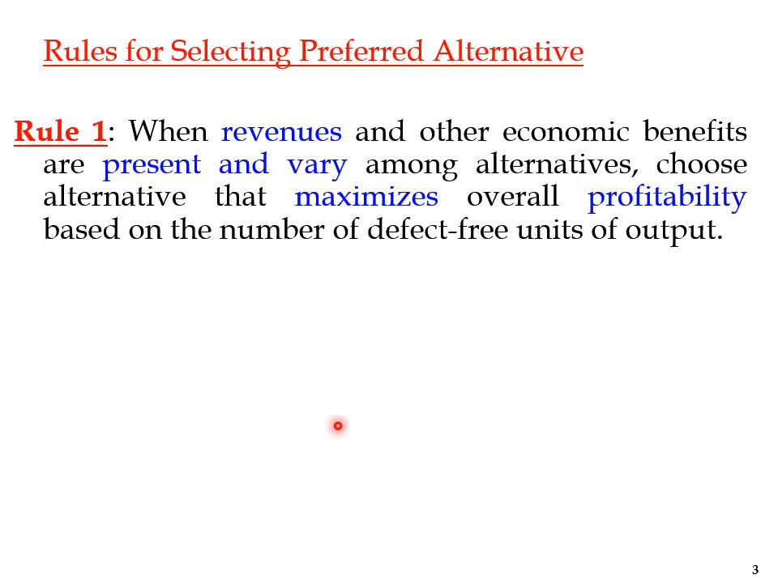You can earn revenue. Okay, if these revenues and other economic benefits are present and they differ among the alternatives. It's not the same for all alternatives, because in some projects the revenue is fixed. Whatever project you do, the revenue is, let's say, 10,000 riyal. Then it's the same, you don't need to consider it. But if they are different from each other, then in order to select the best alternative, you need to concentrate on the profitability. And you will select the alternative that maximizes the profitability, revenue minus cost. Okay, so this is rule 1.